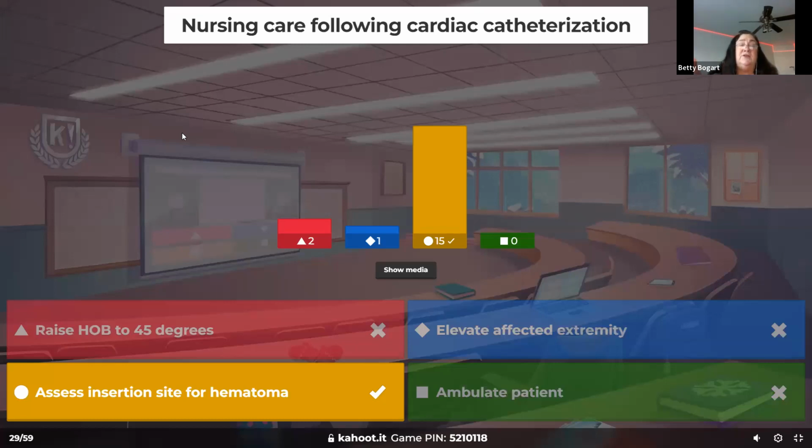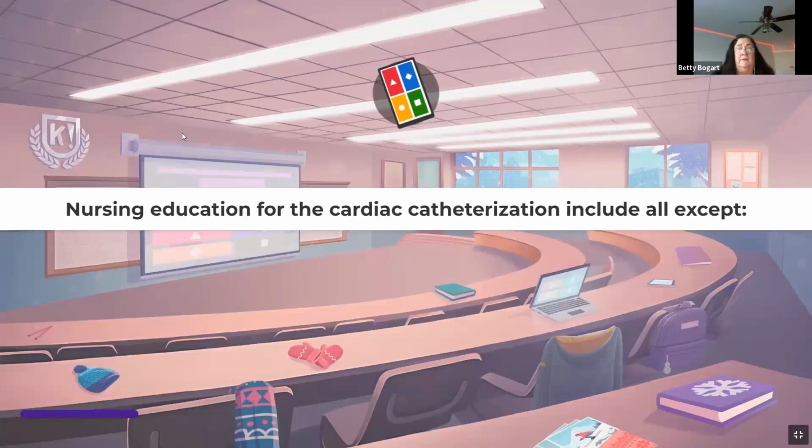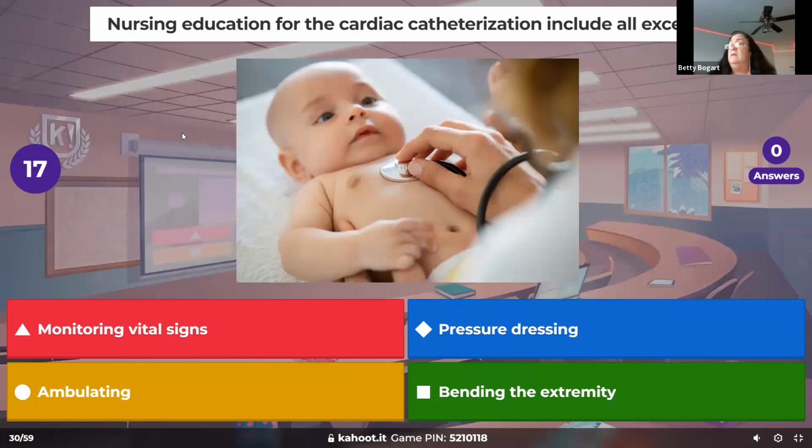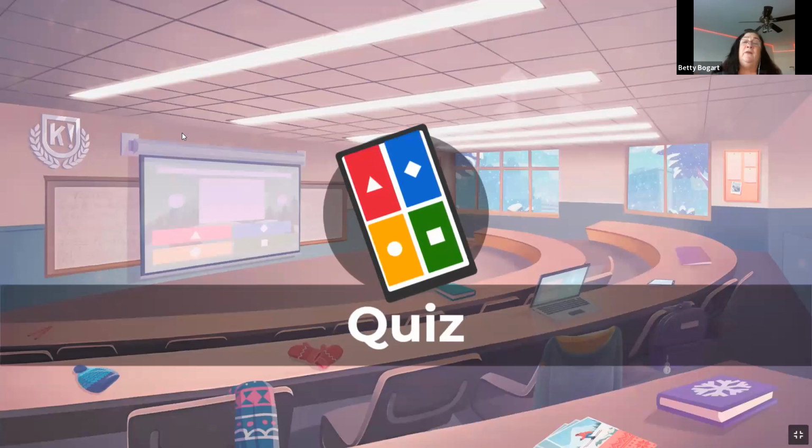Nursing care following a cardiac catheterization. So the biggest thing is check that insertion site for a hematoma or for bleeding. Biggest thing. You're not going to elevate the head of the bed that quick. You're not going to touch that leg, keep it straight, and they're on bed rest 24 hours. A multi again. Nursing education for cardiac catheterization include all except, you're not going to bend that extremity and you're not getting them out of bed. Good. 24 hours bed rest.